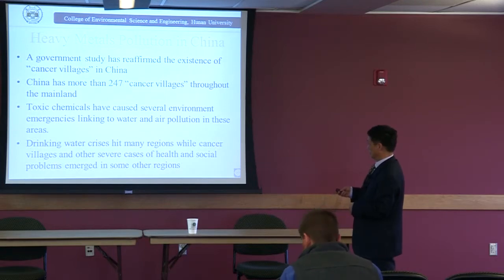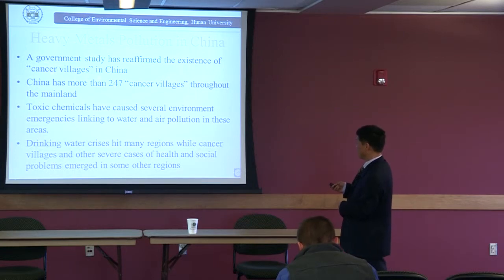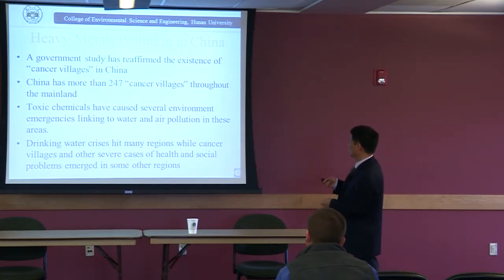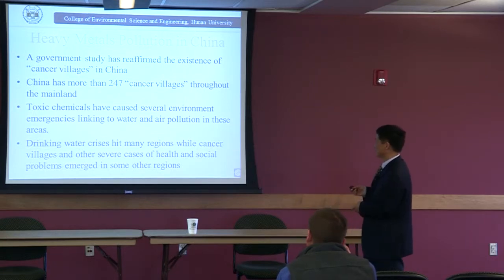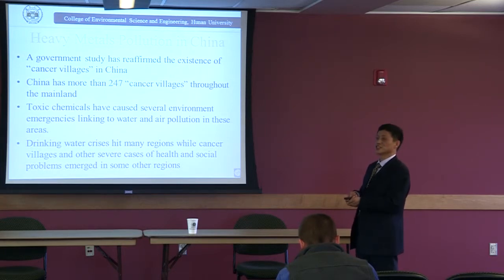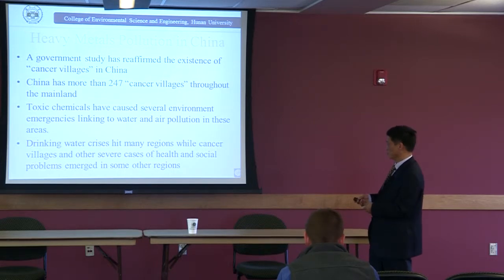A government study has reaffirmed the existence of cancer villages in China, which are caused by heavy metals pollution. China has more than 247 cancer villages throughout the mainland. So that's the real situation. Even just last year, we had a cancer village in Hunan near Zhangjiajie, where more than 100 people suffered cancer from these heavy metal pollution problems.